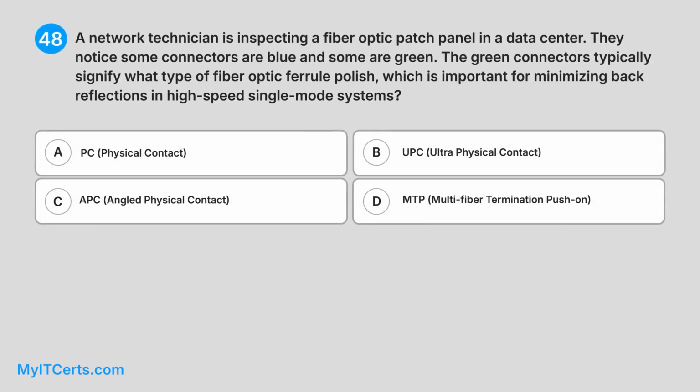48. A network technician is inspecting a fiber optic patch panel in a data center. They notice some connectors are blue and some are green. The green connectors typically signify what type of fiber optic ferrule polish, which is important for minimizing back reflections in high-speed single-mode systems? A. PC, physical contact.